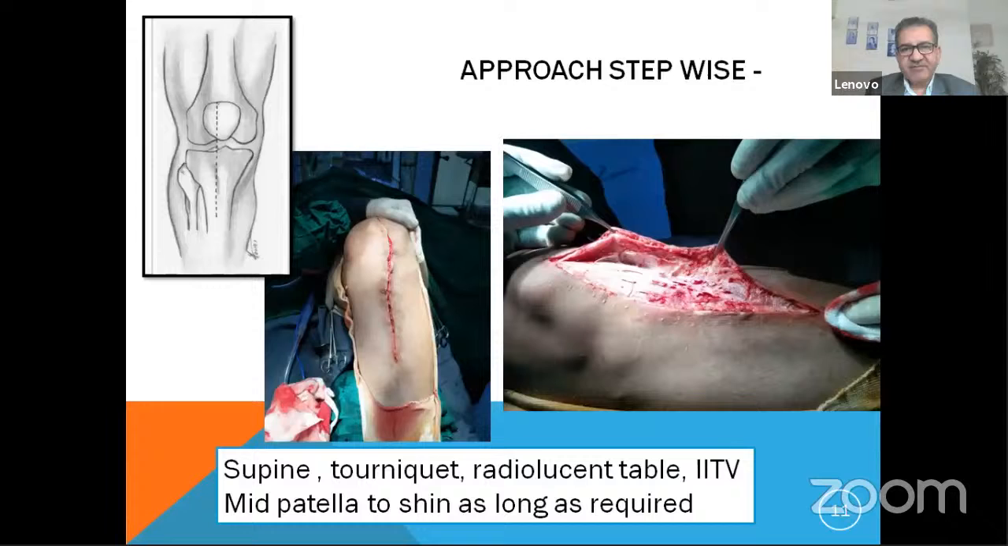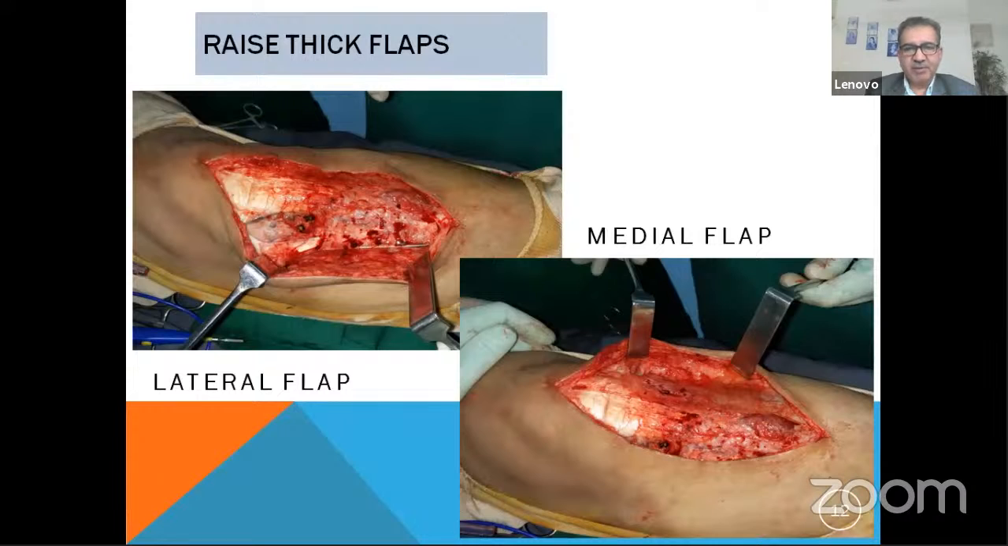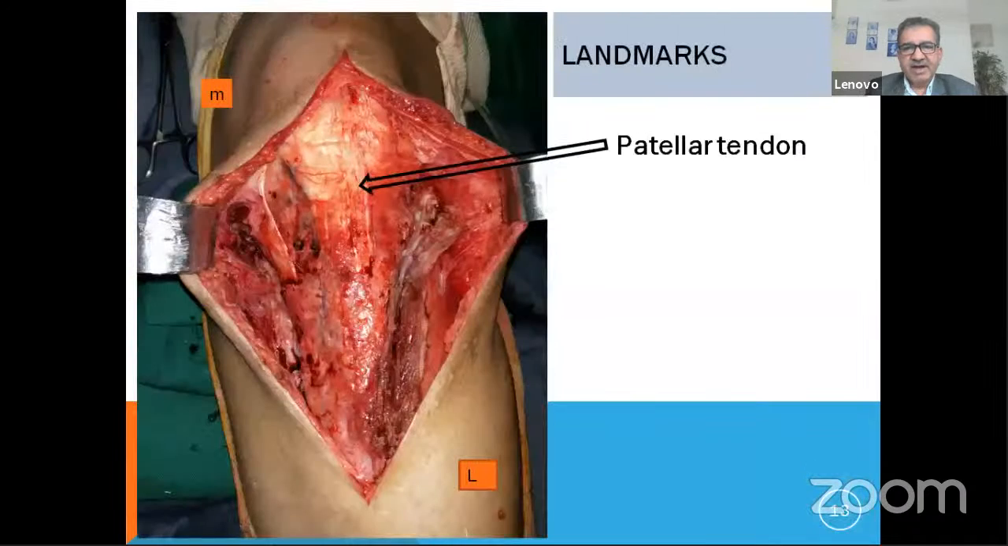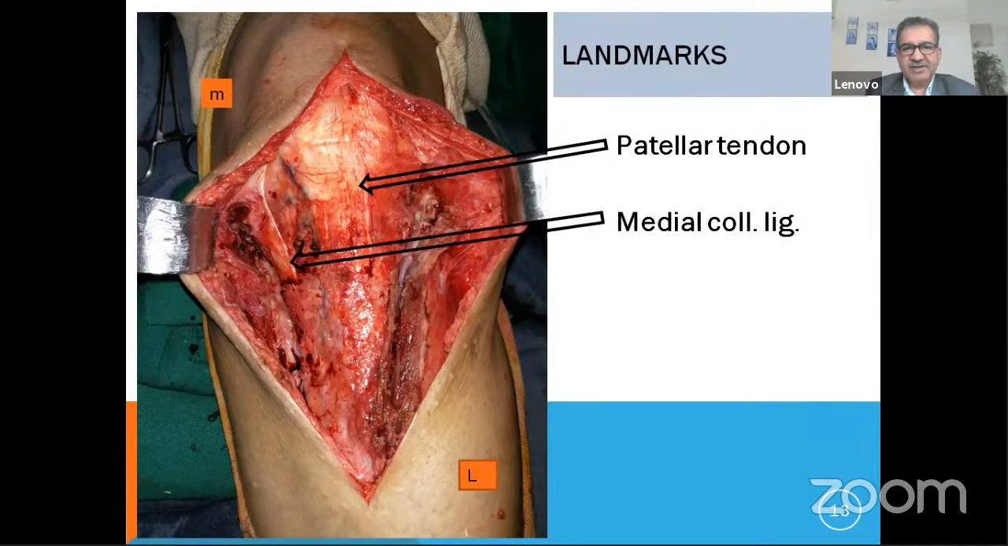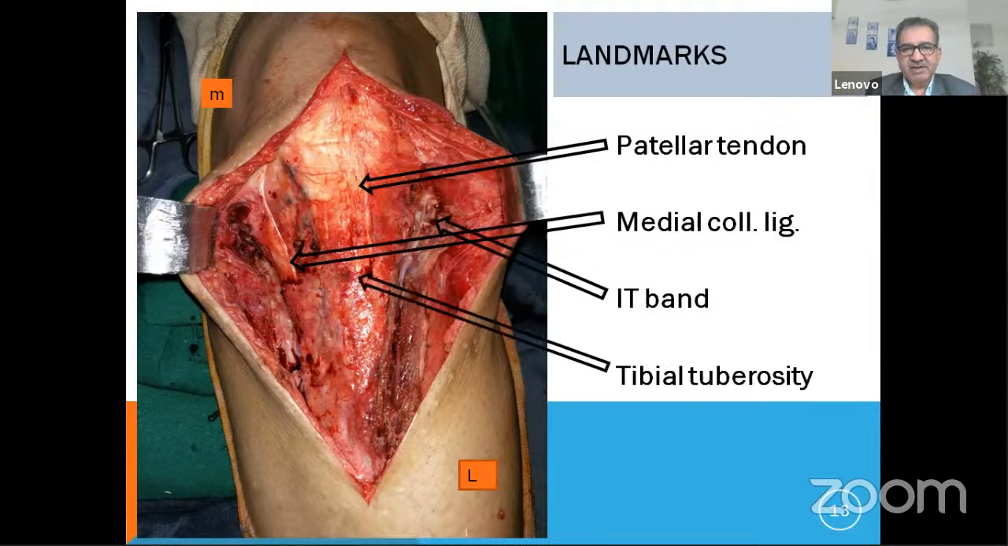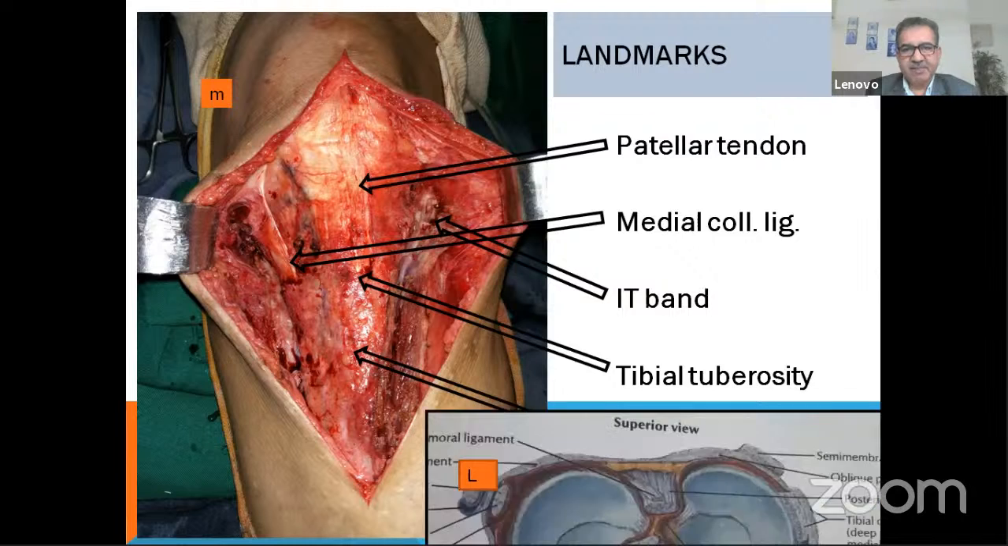And this is the stepwise how we do it. Just from the patella, you start, you go straight, be a little lateral to the tibial tuberosity, and just follow the shin of the tibia. And then you raise a thick flap. Don't undermine the skin. You have to raise the lateral flap and the medial flap. And after that, you have these landmarks. That's the patellar tendon, the medial collateral ligament, that's the IT band, tibial tuberosity, and the shaft of the tibia. This is the exposure which you get.